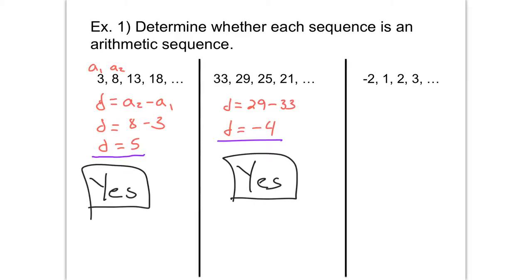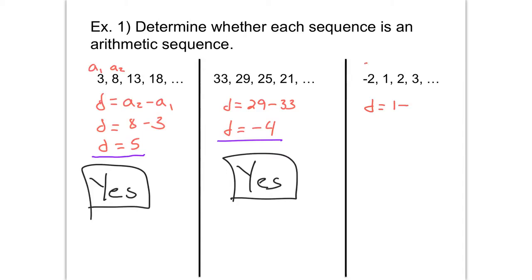Okay, it works every time. Now look at the next one. The next one, you guys have a negative number, and this is where students get confused sometimes. You have a -2, and then a 1, and then a 2, and then a 3. So if you notice, from a -2 we went to a 1, and then it increases to a 2, and it increases to a 3. Now if you find the common difference, you take the second term. I have 1 minus the first term.